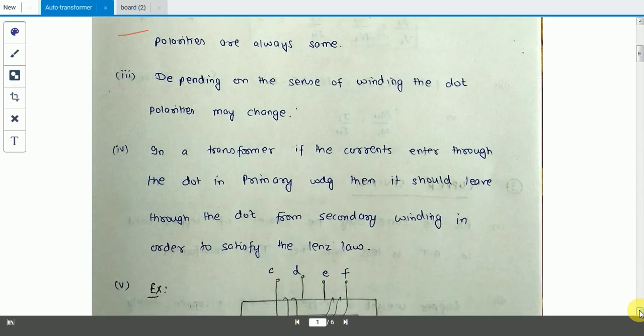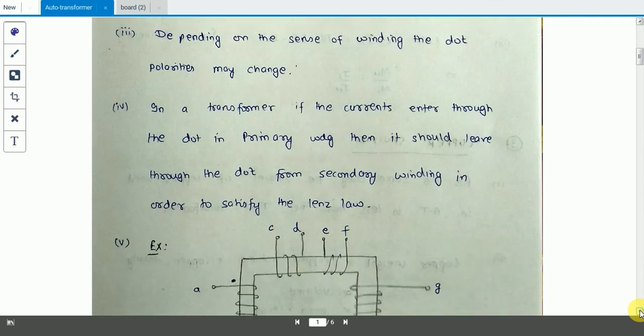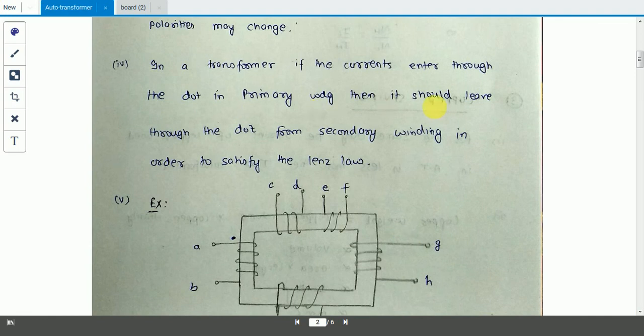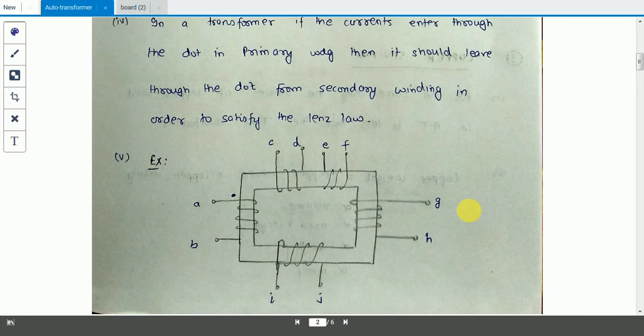That is what I have written here. In a transformer, if the currents enter through the dot in the primary winding, then it should leave the dot from the secondary winding in order to satisfy the Lenz law.